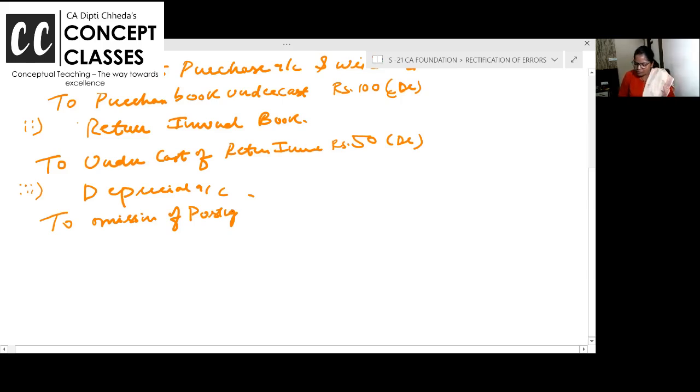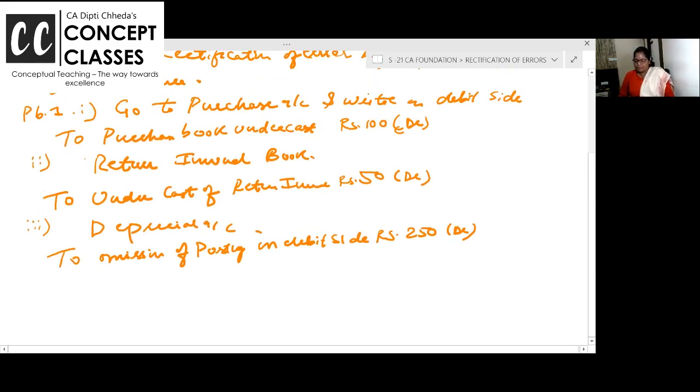To omission of posting on debit side, rupees 250 debit. Write it. Depreciation account on the debit side, you missed posting 250. So go to the depreciation account, on the debit side, write 250 rupees.